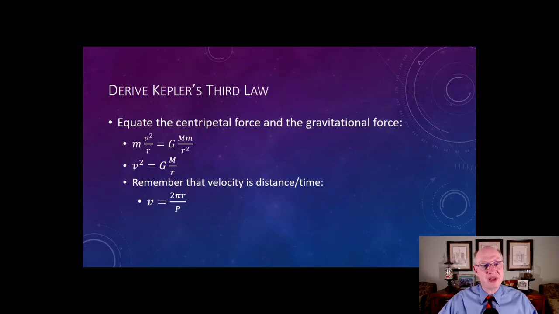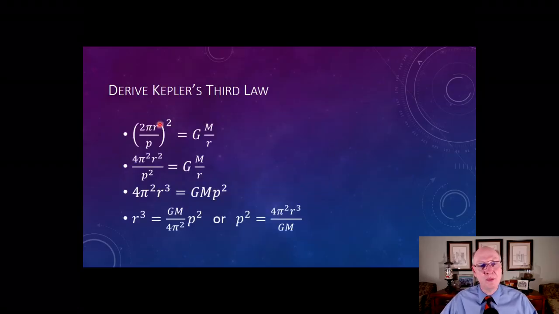And so if we plug that in here for v squared, we get that 2 pi r over the period squared is equal to GM over r. And then with a little bit of algebra, right, we've got an r squared over here. We've got a 4 pi squared r squared over the period squared and a GM over r here. If we multiply both sides by r to get rid of that r, and then multiply both sides by P squared to get rid of that P squared, we get 4 pi squared r cubed is equal to GM times the period squared.